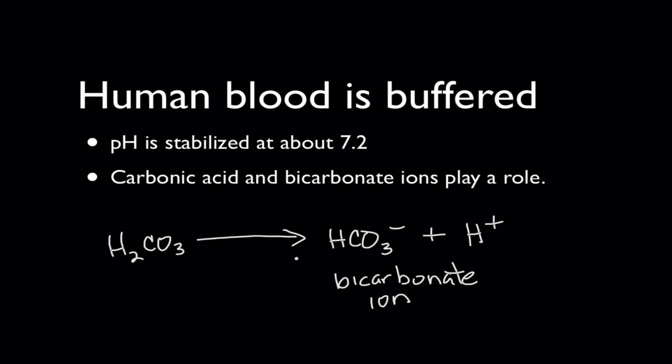Now, this can also go in the other direction. If your blood starts to become too acidic, the hydrogen ions will combine with bicarbonate ions to produce H2CO3, taking them out of solution, and it will raise your pH. So the interaction of carbonic acid and bicarbonate ions in your blood is what keeps your blood's pH at approximately 7.2. Very, very important effect. Keeping a stable blood pH is a big part of homeostasis.